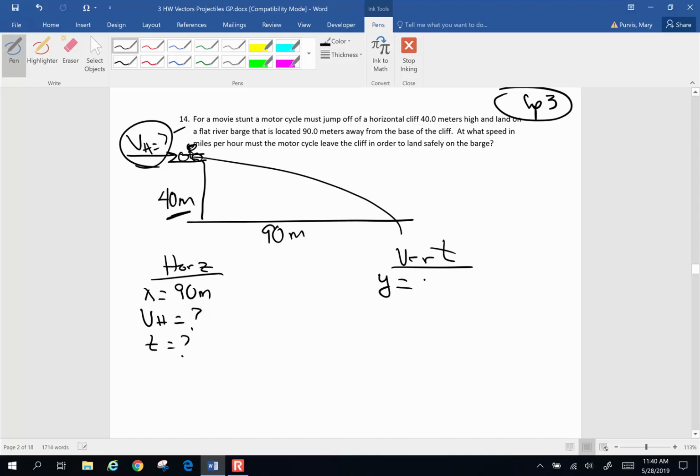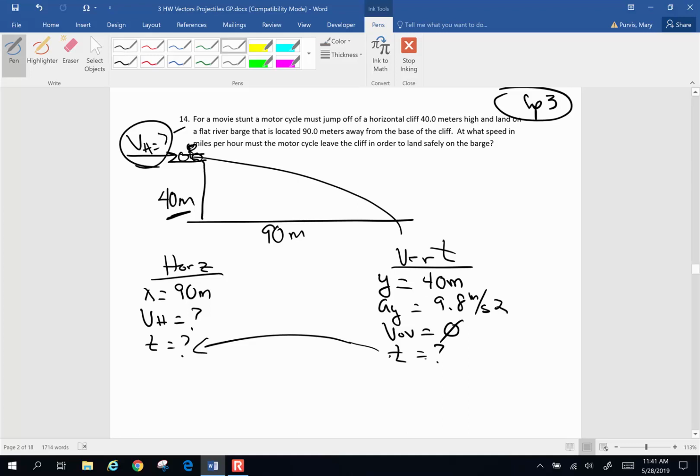That's my vertical displacement. We know gravity is going to accelerate it at 9.8 meters per second squared, and the original vertical velocity is going to be 0. Again, we do not know time, but once we know time here, we know it's going to be the same time over there. So the first step is to use the vertical stuff to find time, go back, put it here to find horizontal, and convert that to miles per hour.